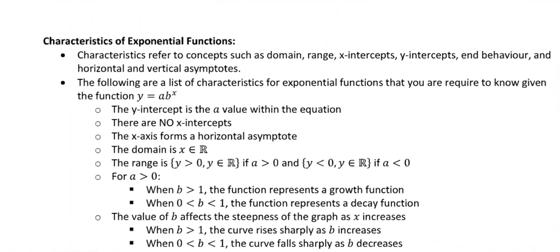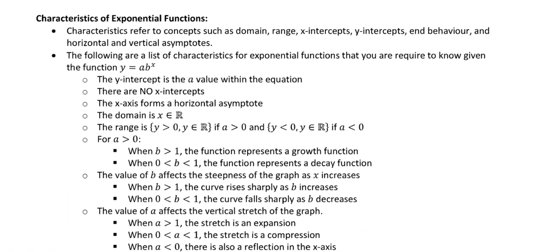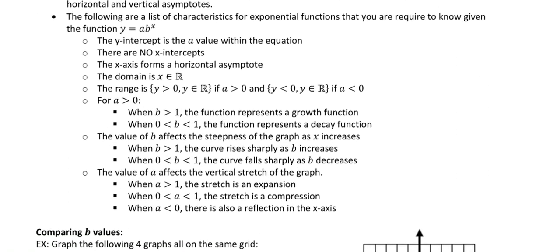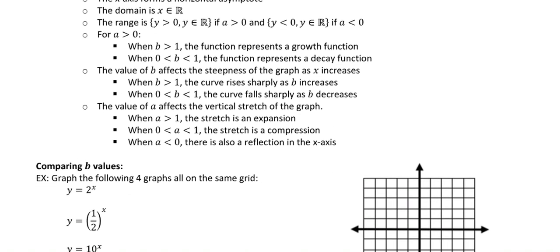All right. So characteristics of exponential functions. So, you know, the domain, the range, the x-intercepts, the y-intercepts, and end behavior, horizontal and vertical asymptotes. So those things with exponential functions. So here's all your rules. I think for the most part, though, let's do some questions, and then these rules will make a bit more sense. So we'll graph some things and then see what we get.